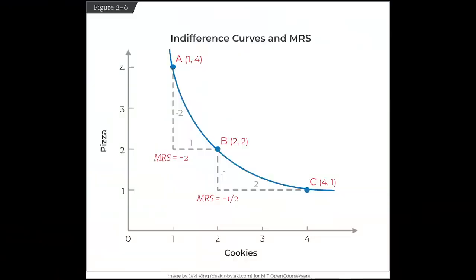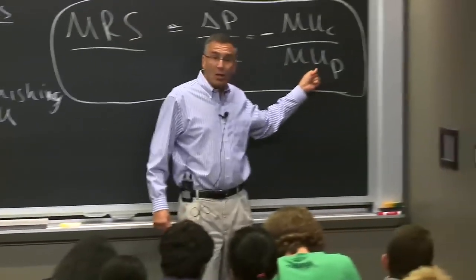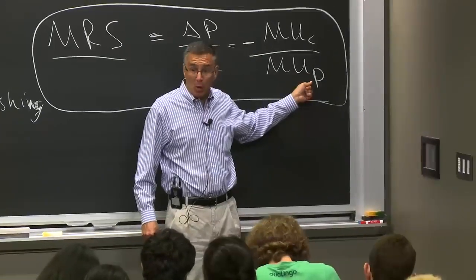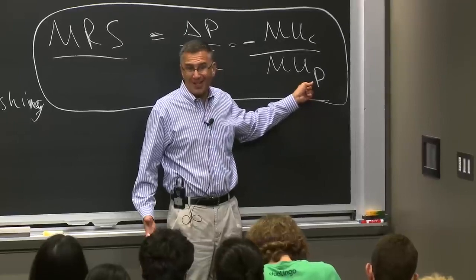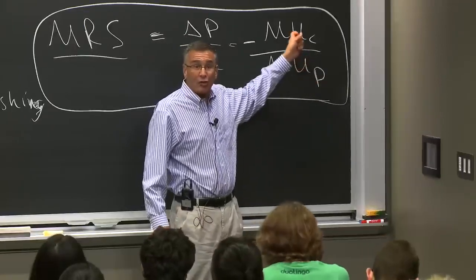So start at point A. You have lots of pizza and not a lot of cookies. You don't really want more pizza. You want more cookies. That means the denominator is small. The marginal utility of pizza is small. You don't really want it. But the marginal utility of cookies is high. You don't have many of them. So this is a big number.